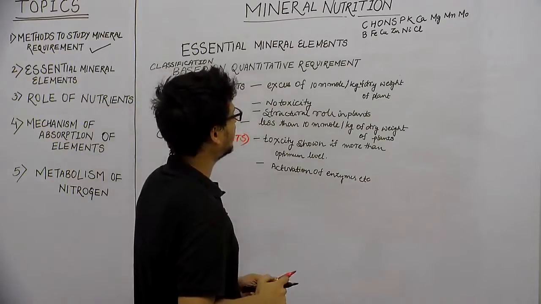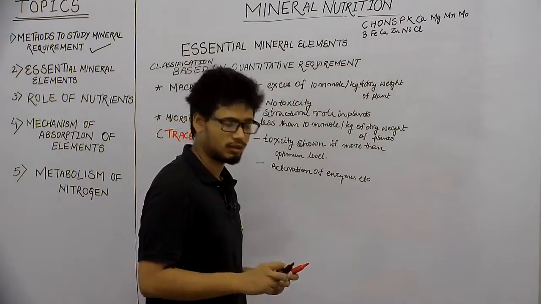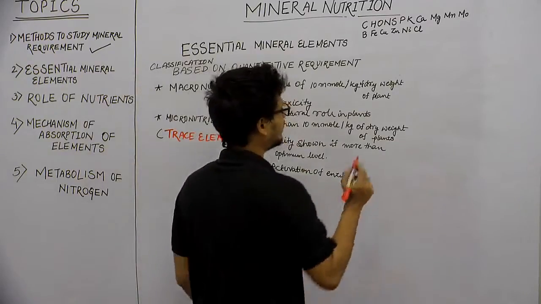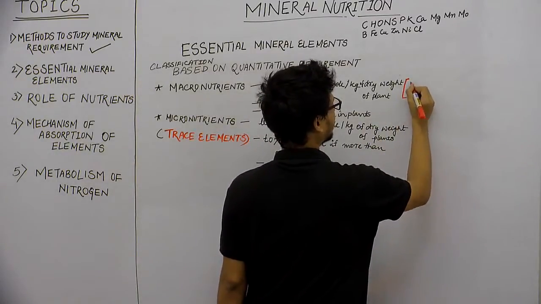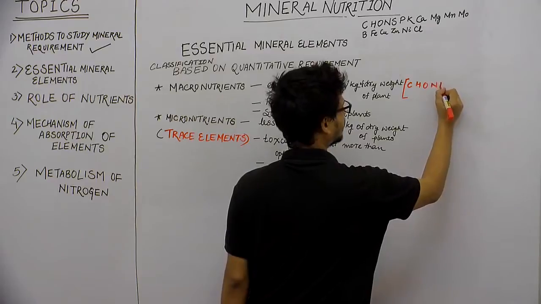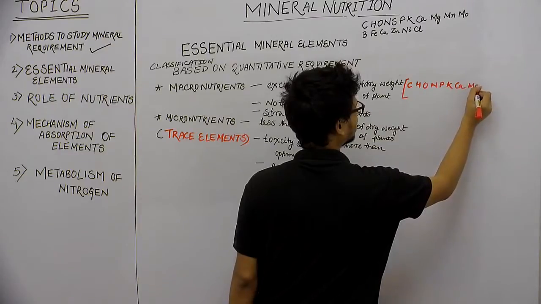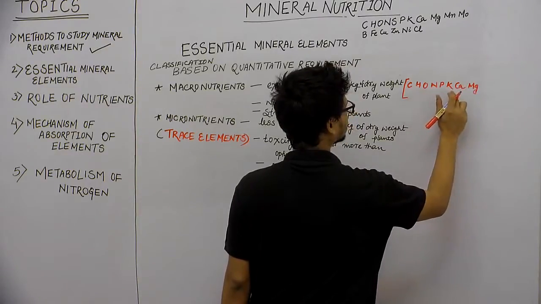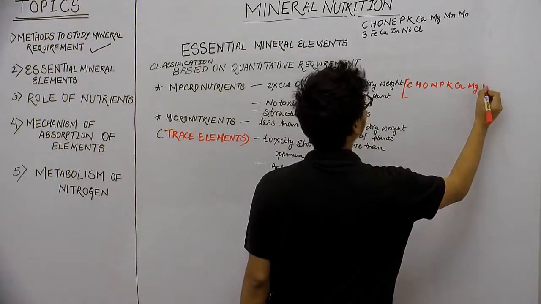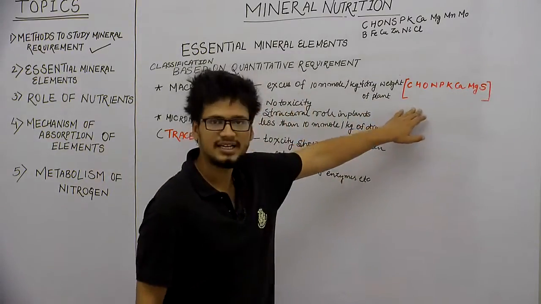So let us start differentiating these 17 into macro and micro. First we go for macro, which are found in large quantity. So they will be carbon, hydrogen, oxygen, nitrogen, phosphorus, potassium, calcium, magnesium, and then sulfur. So these are the 9 elements we have here.